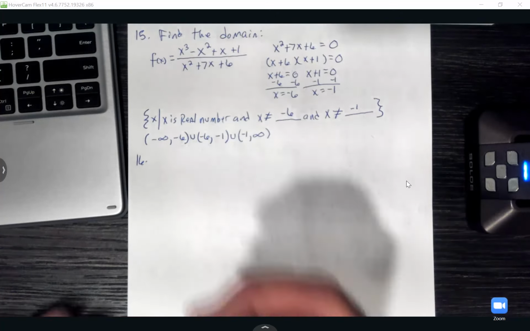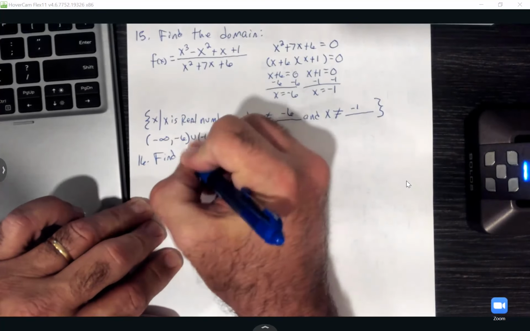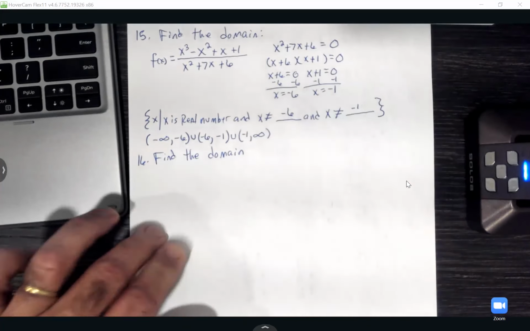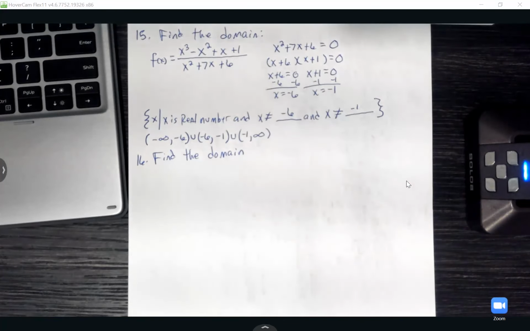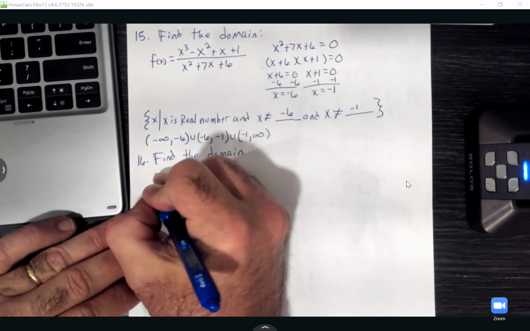Okay, you can go ahead. All right, y'all, same thing, find the domain. Can you give me just a second? And y'all, this domain will be only in interval notation, okay? So let's see what they're giving us.